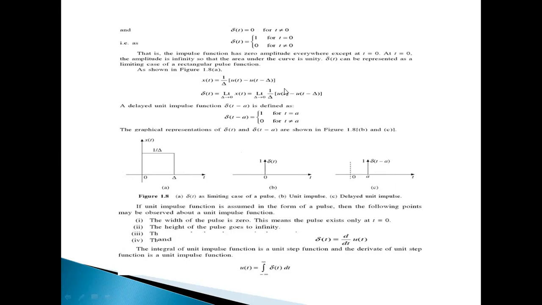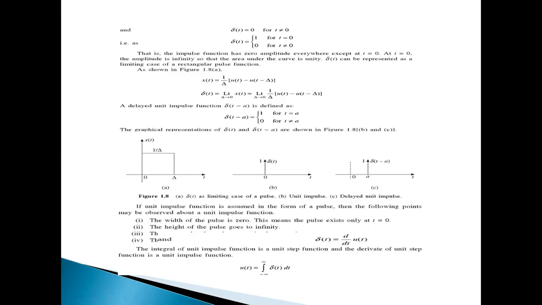Now, how we get this function, I will explain on the whiteboard. Before that, if the unit impulse function is assumed in the form of a pulse, the following points may be observed about the unit impulse function. The width of the pulse is 0. This means the pulse exists only at t equal to 0, because there is no value elsewhere, at t equal to 0 or n equal to 0.